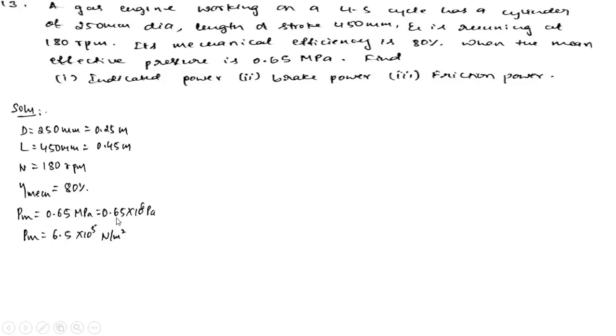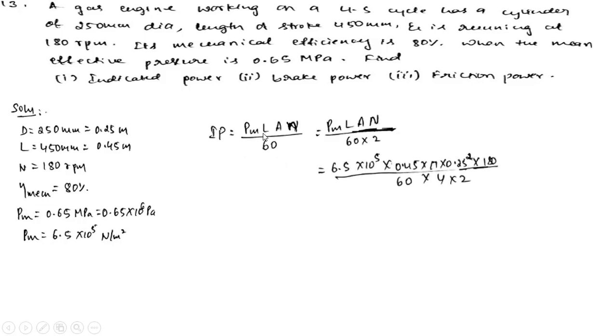First convert that MPa into pascals. 0.65 megapascal will be 0.65 into 10 power 6 pascal. Then you can write this as 6.5 into 10 power 5 Newton per meter square. Next we will make use of the IP formula. IP is equal to PLAN by 60. It's working on a 4-stroke cycle, so N is equal to N by 2 for a 4-stroke engine. PLAN by 2 in the numerator, 60 in the denominator.